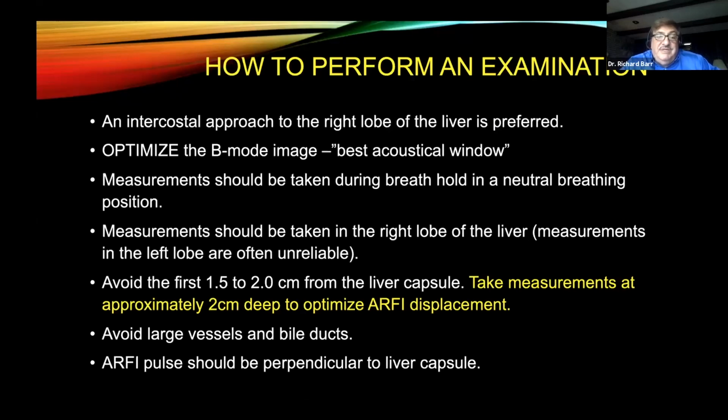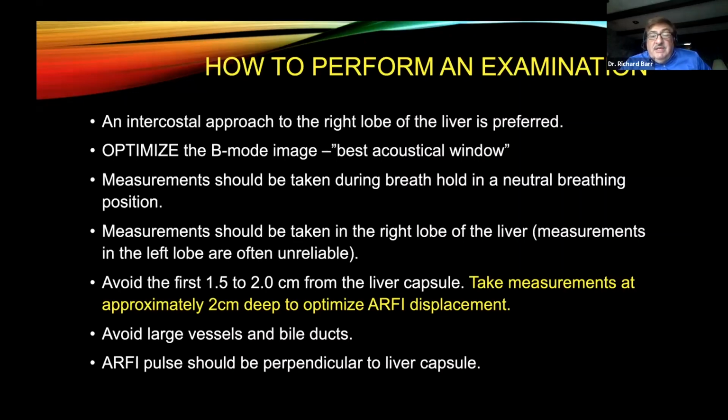So again, we're going to use that intercostal approach to the right lobe of the liver. I like to say we want to optimize the B mode image and find the best acoustical window. That usually means you're going to be taking measurements in segments 5, 7, or 8. You want to avoid all the shadowing if possible, not just complete shadowing where you have real black shadowing, but the B mode image should be relatively uniform in brightness throughout. If the image is not uniformly bright, you probably have some refractive shadowing that causes the ultrasound beam to be bent, and again, can give you inaccurate measurements.